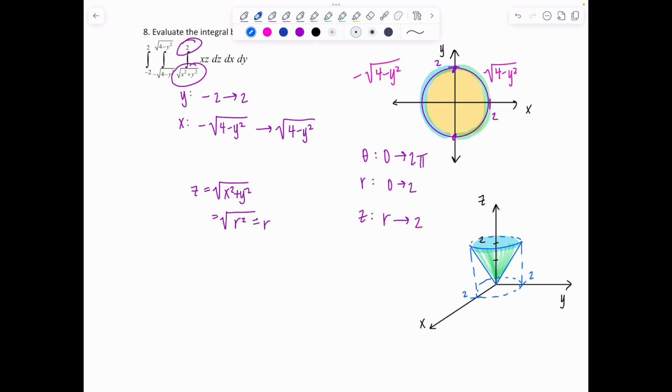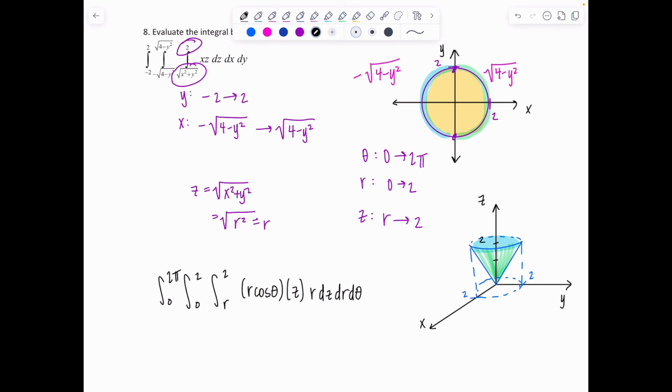Okay, beautiful. I think we're ready to set it up. So this integral is going to go 0 to 2 pi, r is 0 to 2, z would go r to 2, and then be careful. So x in cylindrical is r cosine theta, and z is z. And then you have r dz, dr, d theta.